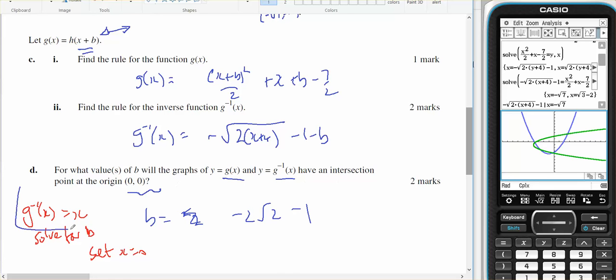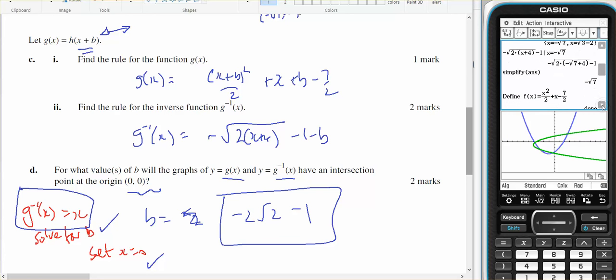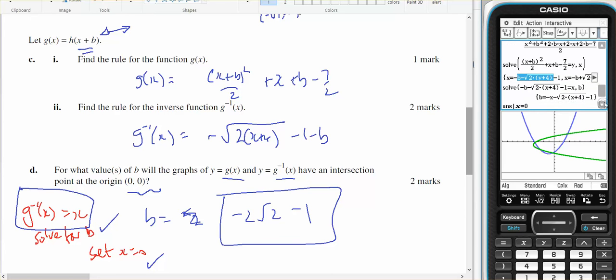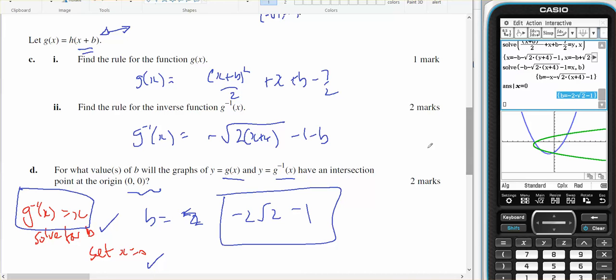So if I set it equal to x and solve for b, and then make x equal to 0, I get this answer. So there's my f of b. Here is the inverse, and I took the negative square root. I've set the inverse equal to x, solved for b, set x equal to 0, and that gives me this answer, so there's my answer. Okay, now I'm down to E.